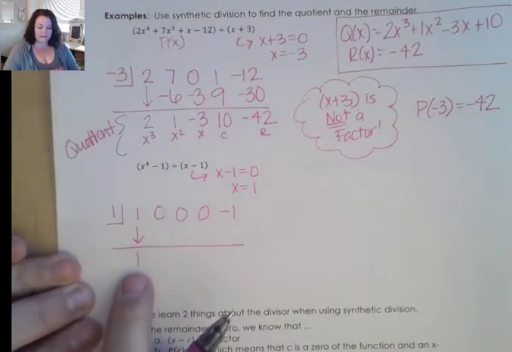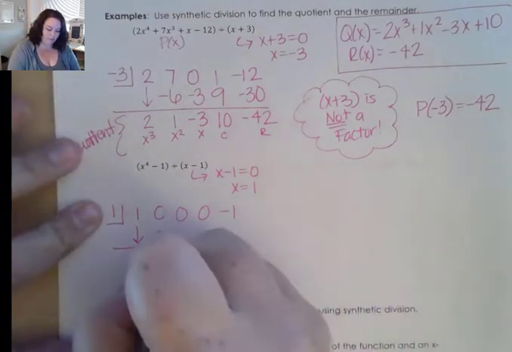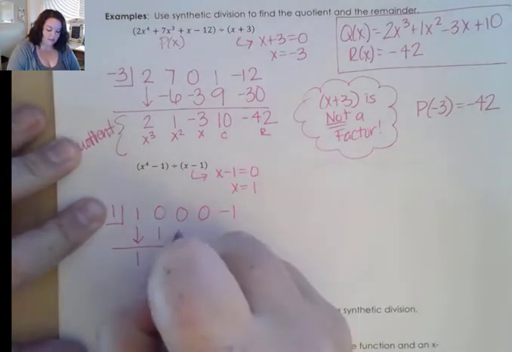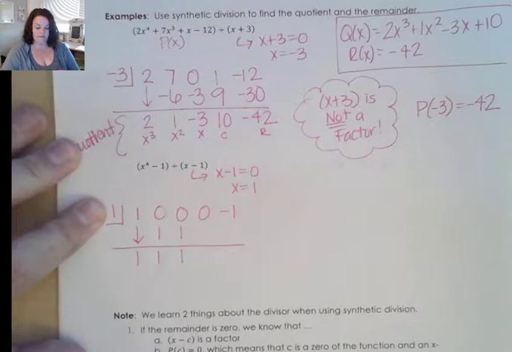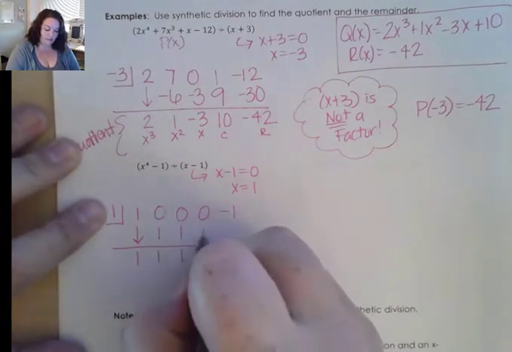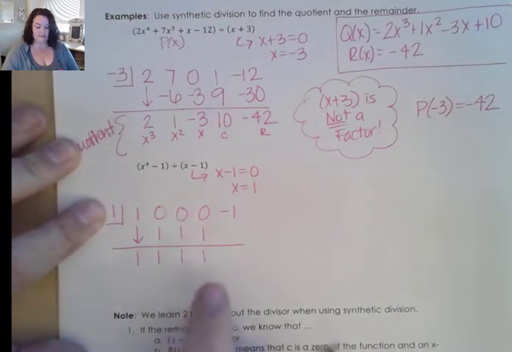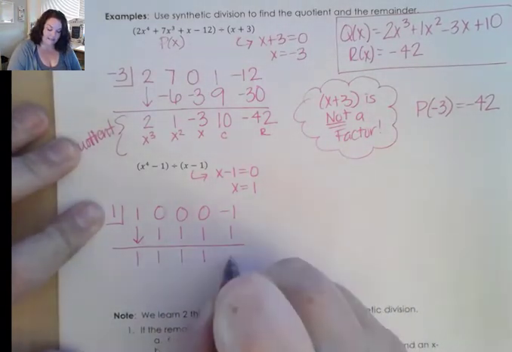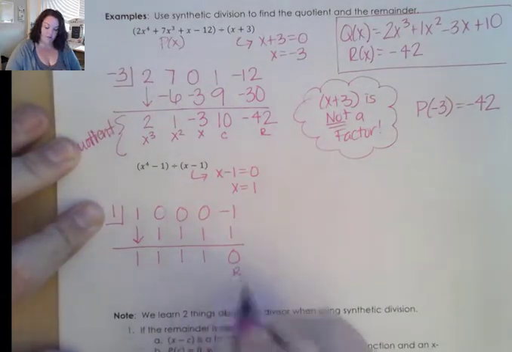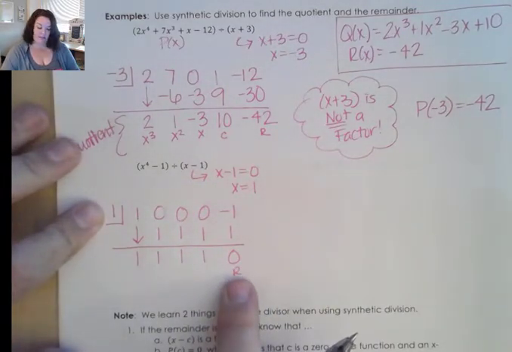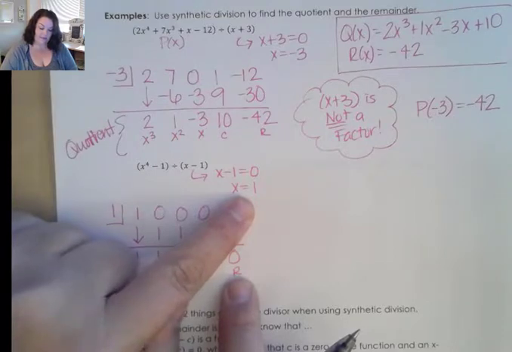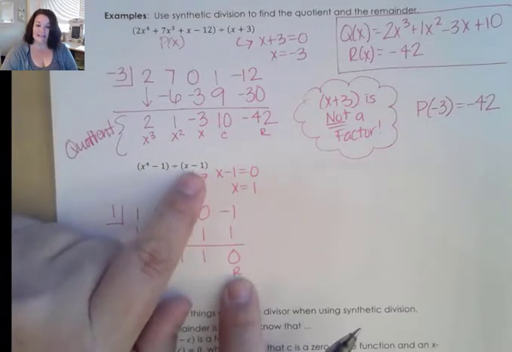We bring our first number down. 1 times the 1 in our box is 1. We combine down and get 1. We repeat this: 1 times the 1 in our box is 1, and we combine down and get 1, again and again. This is all very exciting. Then 1 times the 1 in our box is 1, and we combine down and get 0. So notice our remainder is a 0. That means that this number is an actual 0 of this function, right? Which means that x minus 1 is a factor.